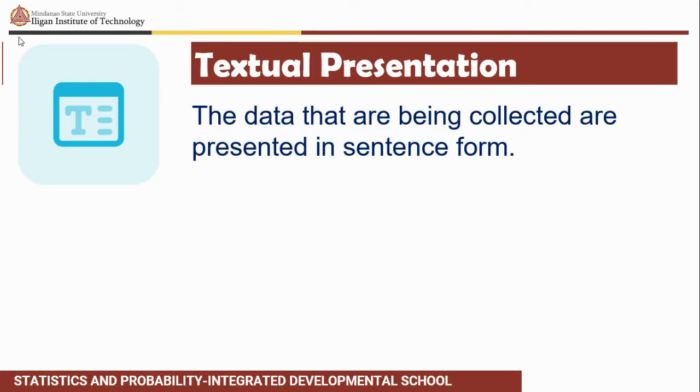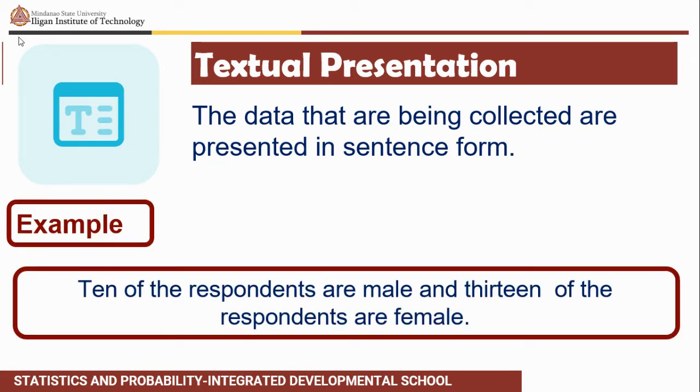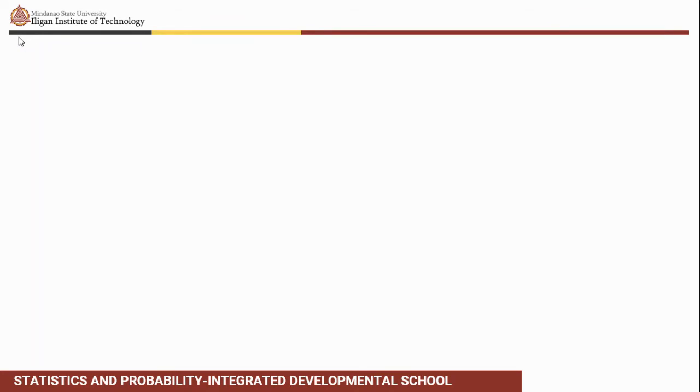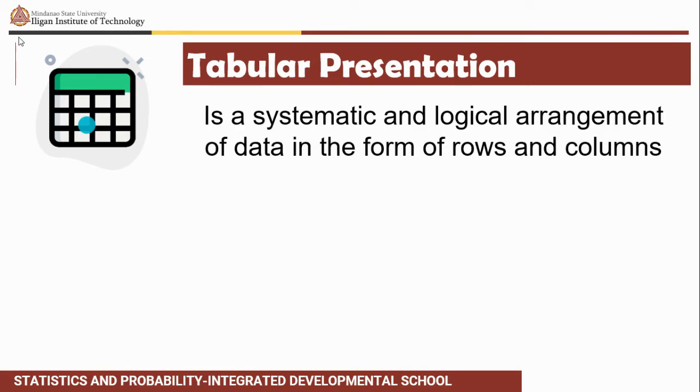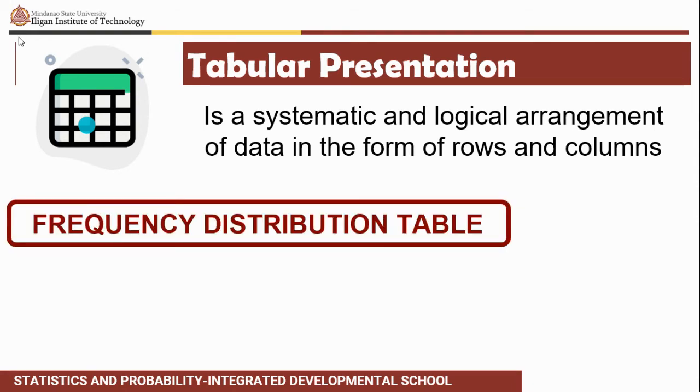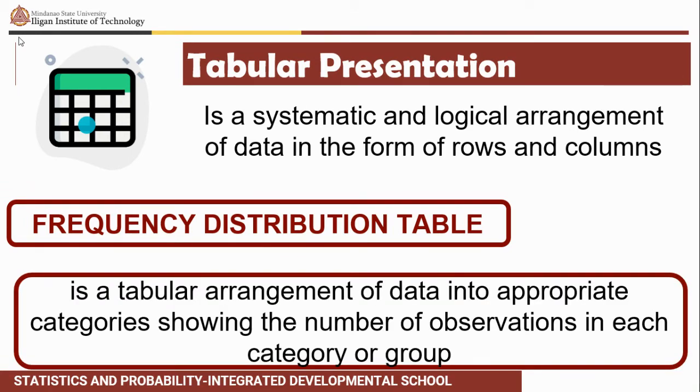The data that are being collected are presented in sentence form or written in text. Example: 10 of the respondents are male and 13 of the respondents are female. Tabular presentation is a systematic and logical arrangement of data in the form of rows and columns. An example of that is the frequency distribution table. It's a tabular arrangement of data into appropriate categories showing the number of observations in each category or group.